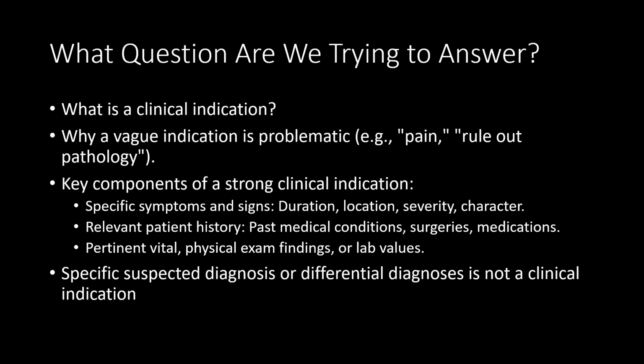So the clinical indication is actually what are the clinical signs or symptoms or already established diagnoses that require further investigation. So when you're developing a good, strong clinical indication, you want to think about the specific symptoms and signs the patient is having and include the duration of those signs or symptoms, the location, the severity, and the character. It is often very helpful to provide relevant patient history, such as a past medical condition, a known current condition, prior surgeries, or any medications, particularly medications that may make someone immunocompromised. And often, pertinent vital sign abnormalities or physical exam findings or lab values are going to be core to that clinical indication. Specific diagnoses that you suspect or your differential diagnosis is not really the clinical indication, and that's a common misconception that people have.